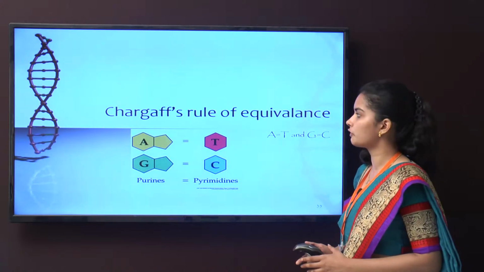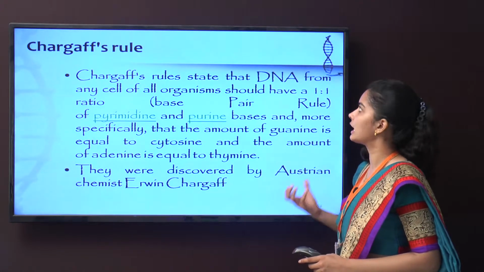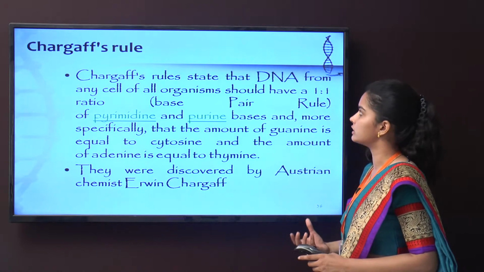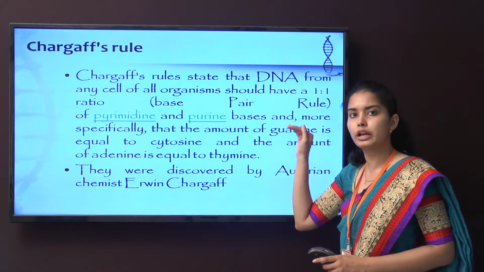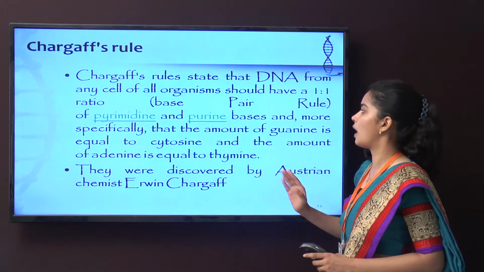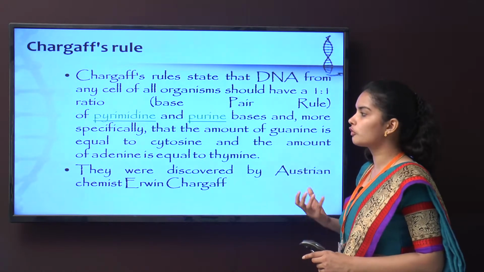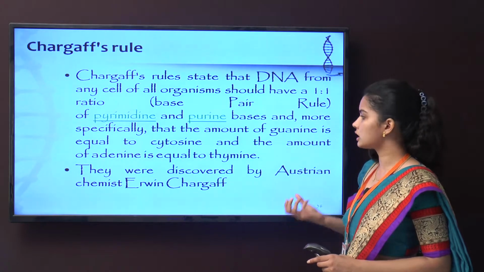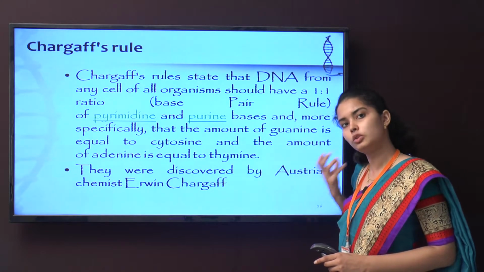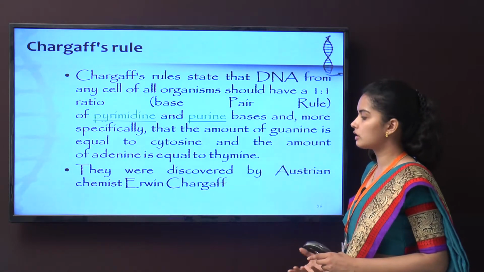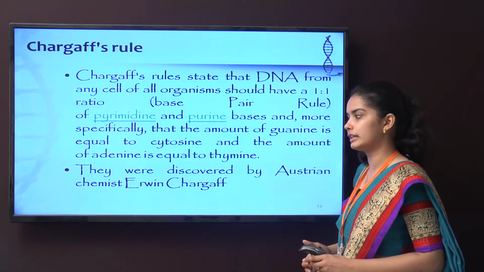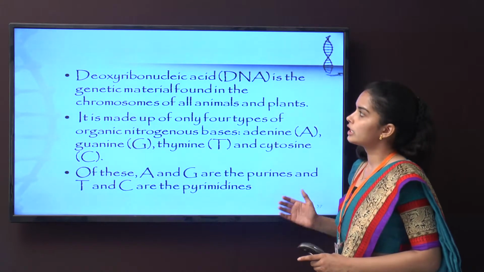Now Chargaff's rules of equivalence. Chargaff's rule states that the DNA of any cell or organism should have a 1:1 ratio of base pairs, that is, pyrimidines and purines should be in the ratio of 1:1. More specifically, the amount of guanine is equal to cytosine and the amount of adenine is equal to thymine, that is A should be equal to T and C should be equal to G. They were discovered by the Austrian scientist Erwin Chargaff.